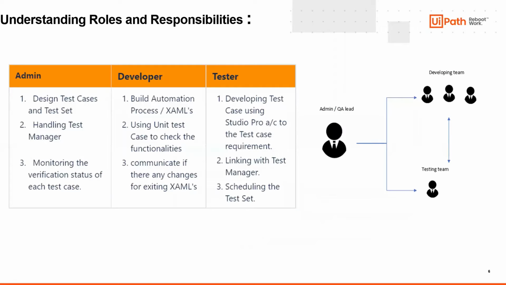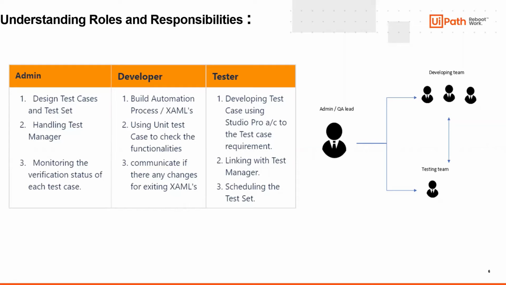Now, here we are talking about the different roles and responsibilities. So we have basically segregated our roles and responsibilities across three groups. One is the admin, then the developer, and then the tester. The role of an admin is to design test cases and test sets. So basically what they would be doing is, in Test Manager, they will identify what requirements we have to test, create requirements in Test Manager and then create corresponding test cases for those requirements. The requirements could be for automation testing, or it could be for process testing as well.